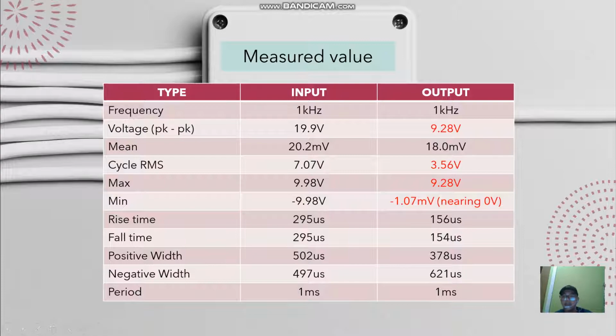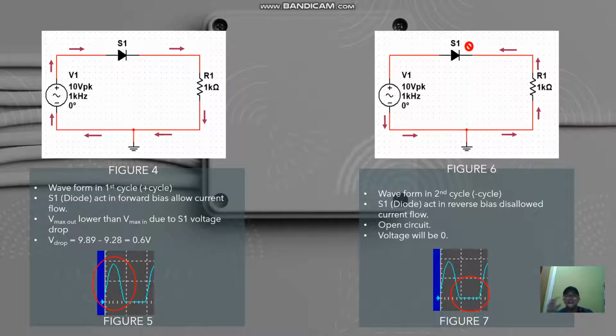So how does this happen? Let me explain. The rectification process, actually, we define in two cycles, which are the positive cycle and the negative cycle. So for the positive cycle, as you can see in figure 4, during the positive cycle, our voltage and current will flow in a clockwise direction, where the current flows from the positive terminal of our V1 going through our S1, where you need to know that the positive terminal of S1 is on the left, and the negative terminal of S1 is on the right.